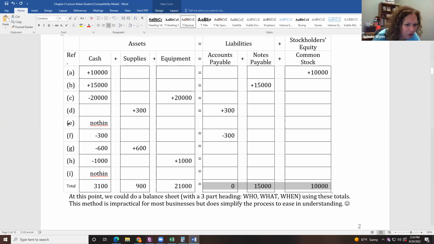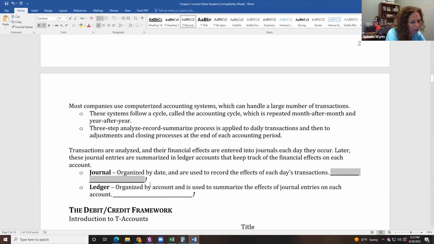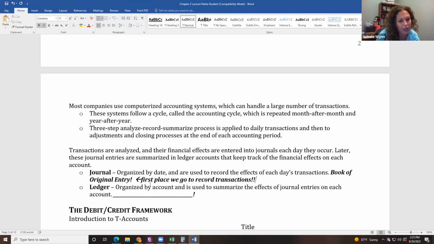All right, so let's move on to the next page. So most companies are going to use journals and ledgers to keep track. Now, a journal is something that you guys don't quite know about yet, but we're going to learn about it. And that's where we're going to keep track of all of our transactions. And so your journal is called your book of original entry, is what a lot of places call it. So what that means is it's the first place we go to record transactions. Okay. And so we are going to record transactions in the journal, and then we're going to learn how to post to the ledger.